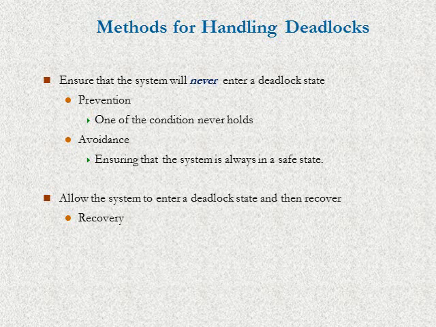In the avoidance, we ensure that the system remains in the safe state. We will discuss what the safe state is in a while, but it means that there is no possibility, with respect to the resources, that the system may enter into a deadlock. The second method, where we let the system enter into a deadlock and then we recover from it, we have some recovery methods to deal with this problem.